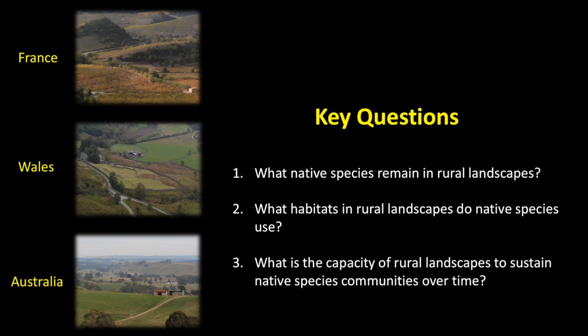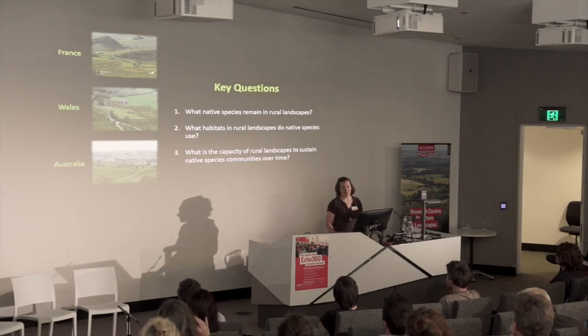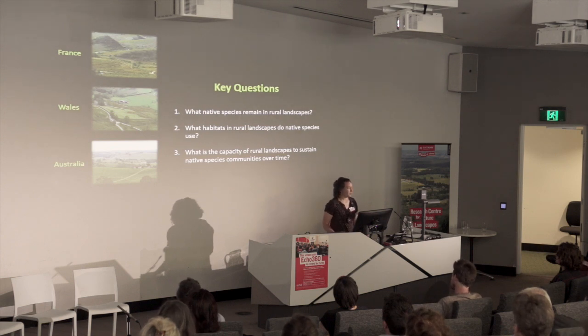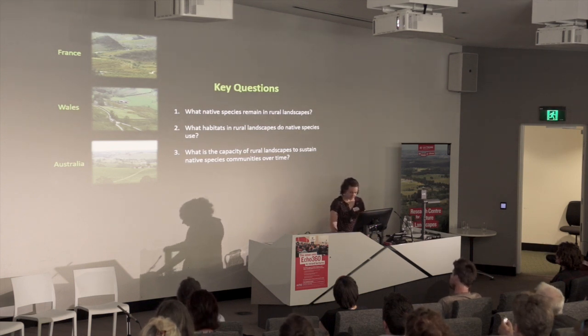Some key questions to consider are therefore what native species of conservation concern remain in rural landscapes? What habitats or attributes of rural landscapes do native species use? And importantly, what is the capacity of rural landscapes to sustain native species populations over time?